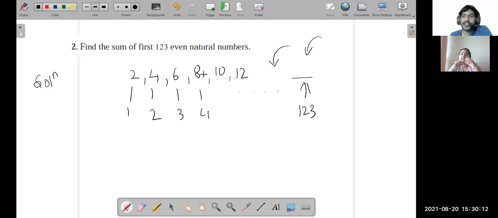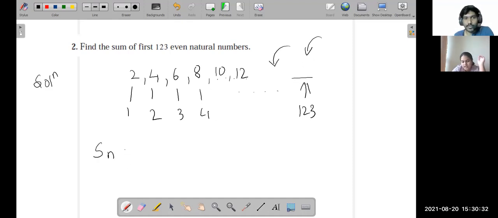So not till 123, but write 123 even numbers. Okay, got it. But we don't know the last number, what will be here? So which formula to use here, the first one or the second one? The first one.